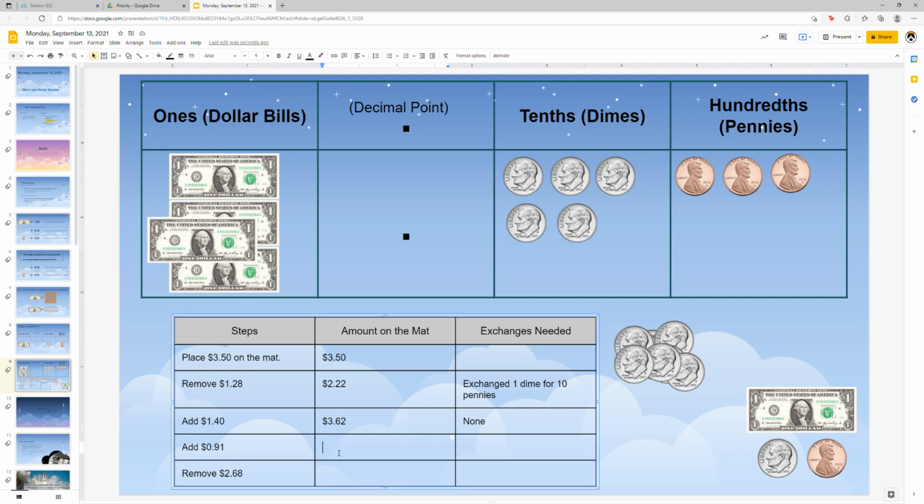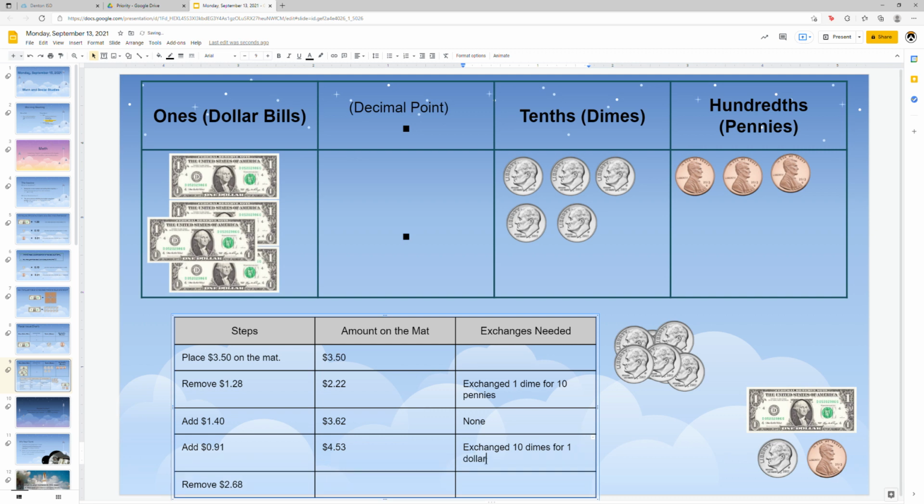So what is the amount on the mat? I've got $4, decimal point, and how much change do I have? What's the decimal number? So dimes left are 1, 2, 3, 4, 5. Each is worth 10 cents, so that's 50 cents, plus 3 more, so I've got 53 cents. What exchanges were needed? Well, we exchanged 10 dimes for $1.